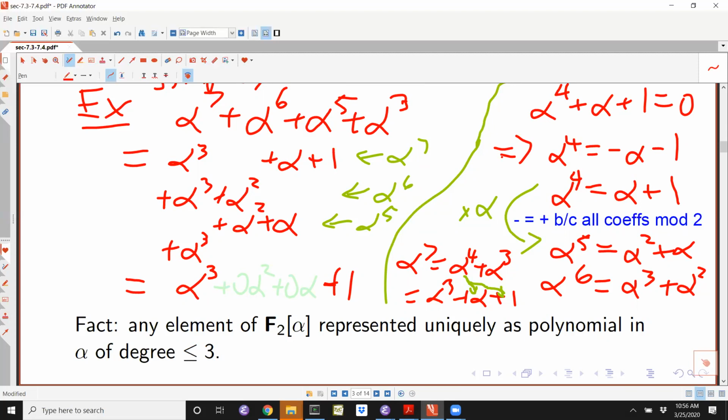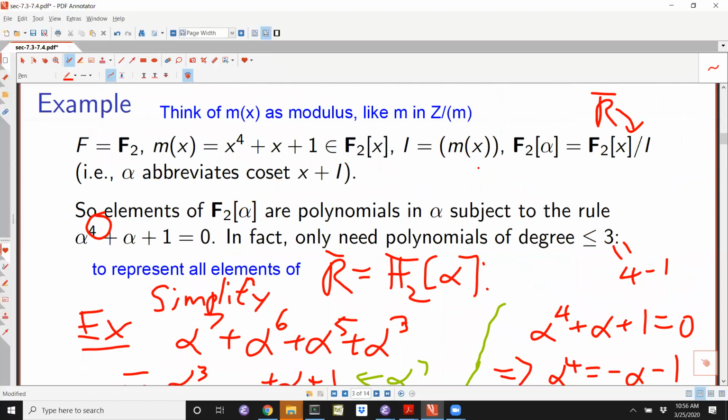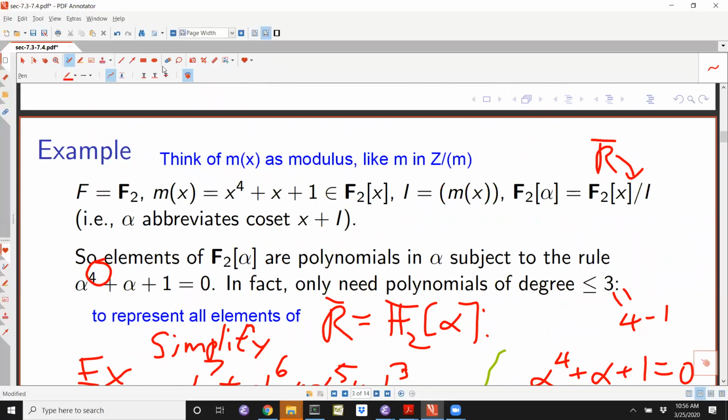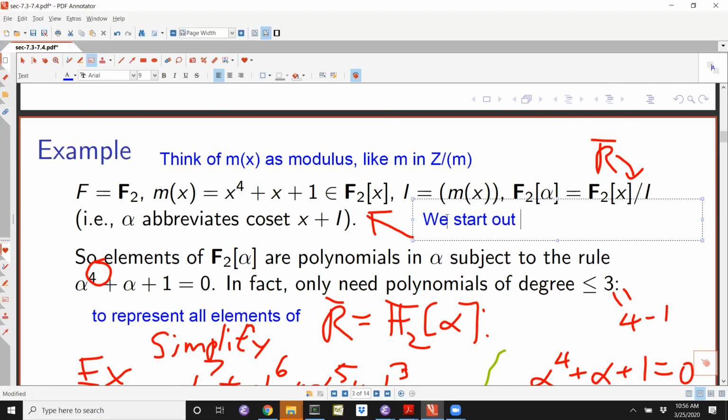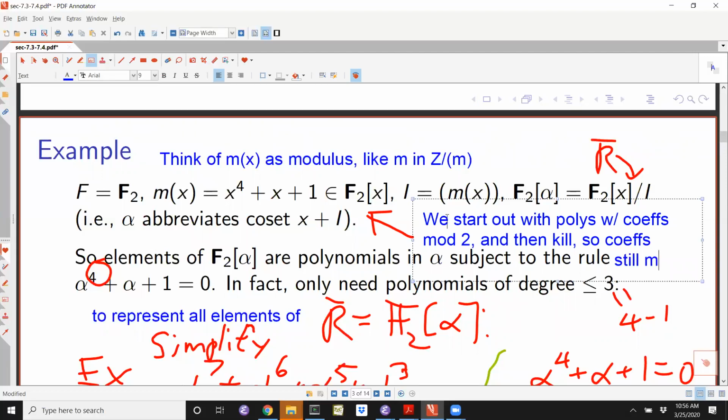Okay, so let me return to Than's question. Than asked, why are we always dealing with mod 2? The reason that we are dealing with mod 2 is this. We start out with polynomials with coefficients mod 2 and then kill. So the coefficients are still mod 2.